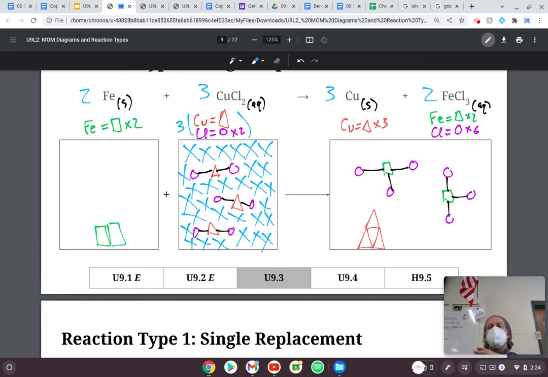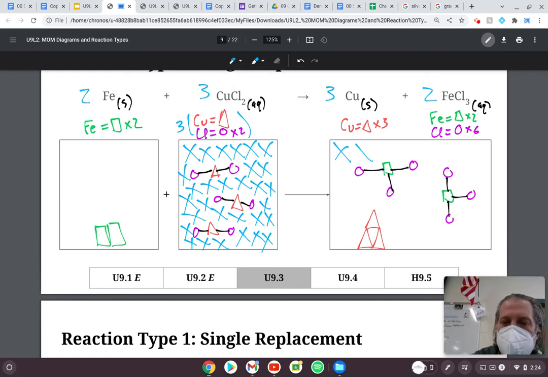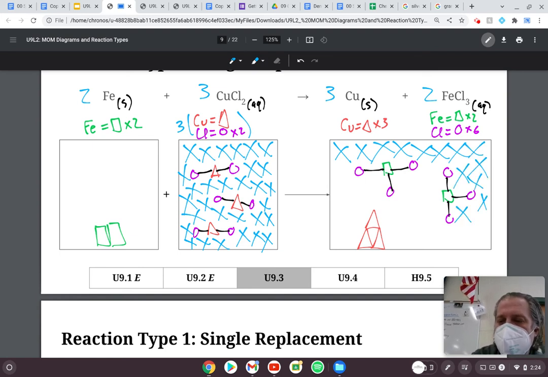And now, because we know that this whole situation is going to be aqueous, I'm going to aqueous it by drawing a bunch of X's surrounding all of my stuff to indicate that it's been dissolved in water like so.